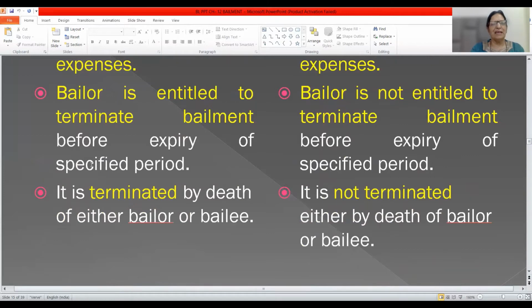And then, friends, bailor is entitled to terminate bailment before the expiry of the specified period in case of gratuitous bailment, but in case of non-gratuitous bailment, he is not entitled to terminate bailment before the expiry of the specified period. So gratuitous bailment is terminated by the death of either bailor or bailee. Bailee dies or bailor dies, the contract of gratuitous bailment will come to an end. But non-gratuitous bailment is not terminated by the death of the bailor or the bailee. So friends, this is all about the various points of distinction between gratuitous and non-gratuitous bailment.